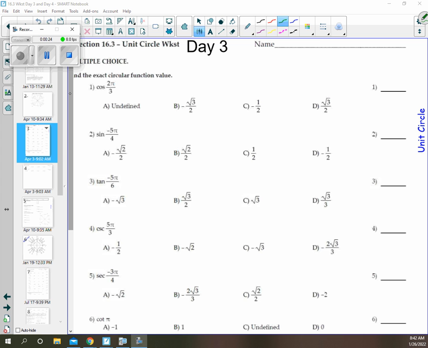So I'm going to do a couple in each section from the sheet, and then you're going to be finishing off the rest. So we'll be doing a couple in each section here just to be sure you're okay. All right, so it says find the exact information. That means you're looking for the ratio for that particular angle.